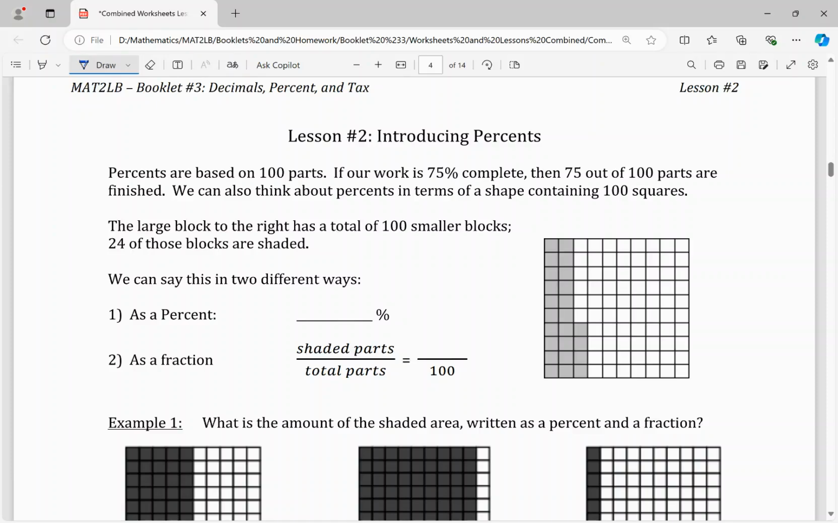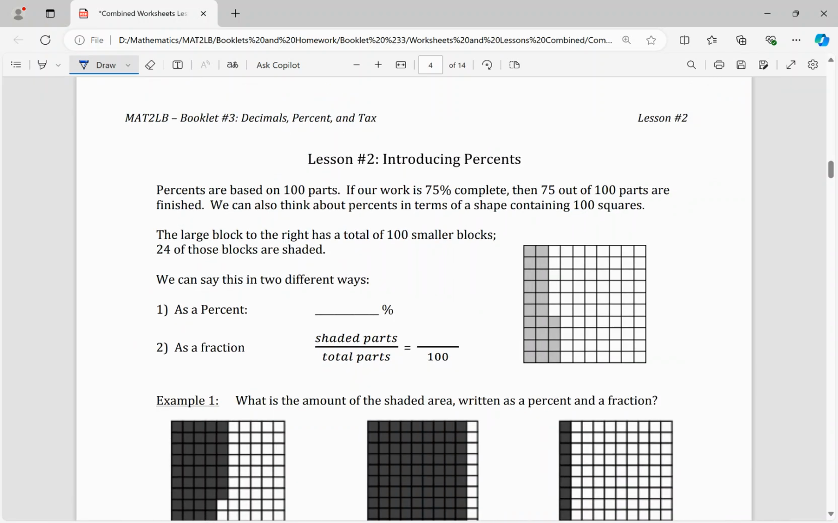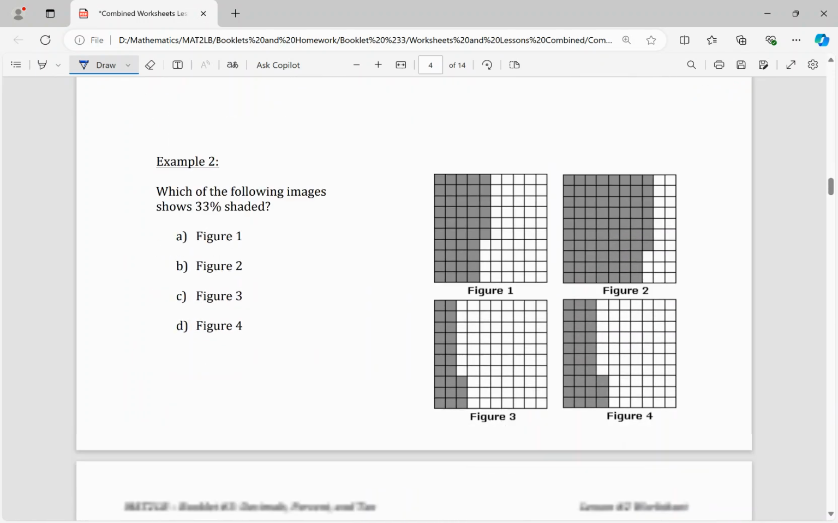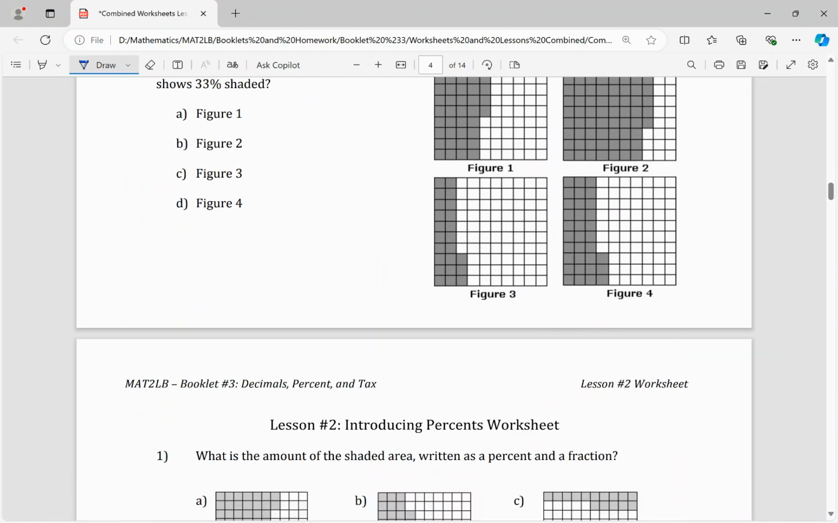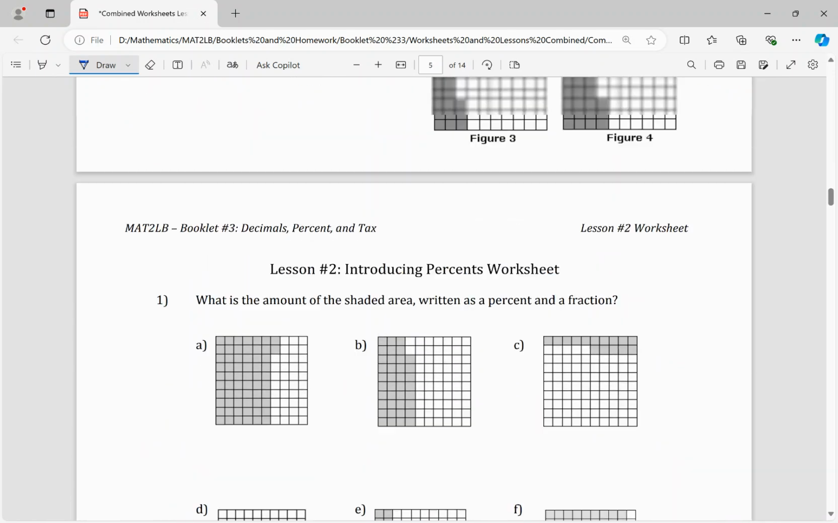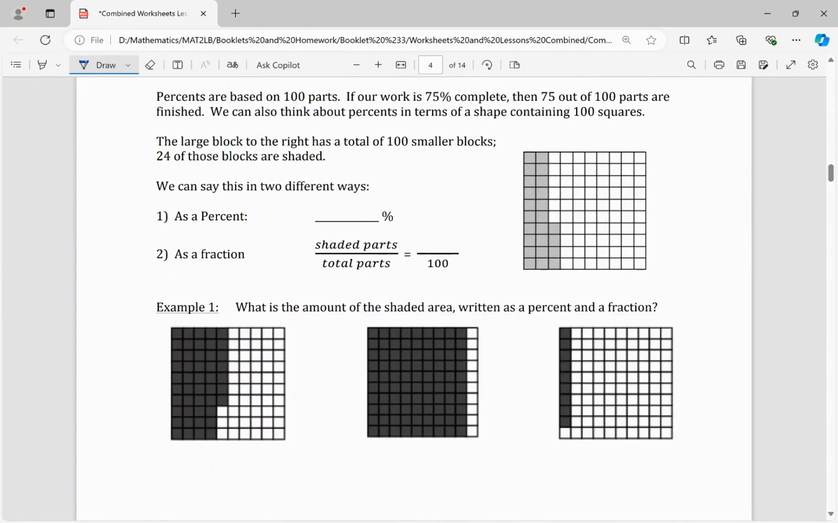All right, guys. Today we are going to be working on Lesson 2 in Booklet 3, that is Introducing Percents. So perhaps you've worked with percents before, in which case this will be a nice review, but I do teach percents from scratch, so if you are not comfortable with percentages, that's okay too. Now for this lesson, you have the lesson itself, which is 1 page long, followed by the worksheets, which I believe are 2 pages for Lesson 2.